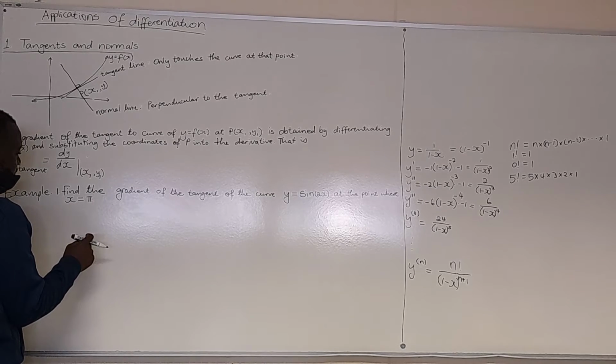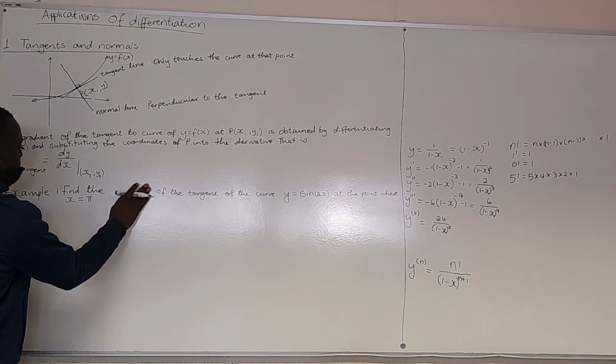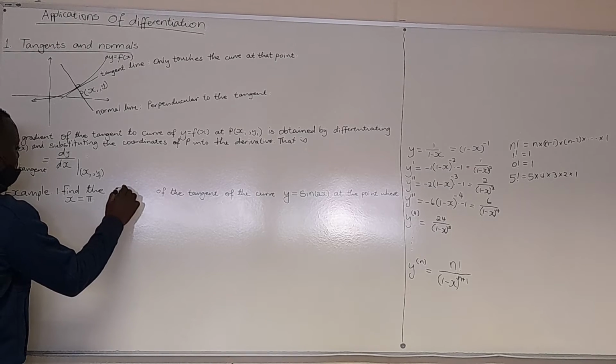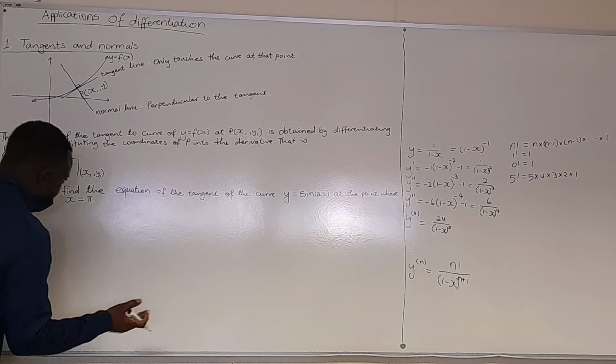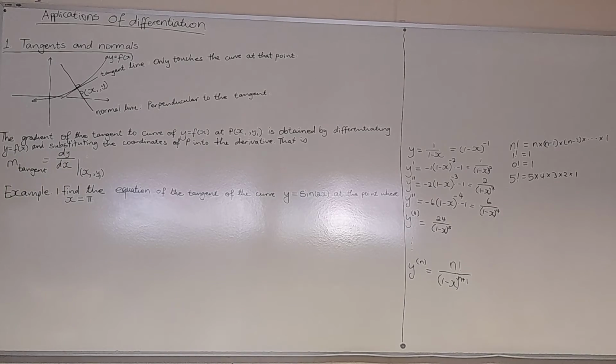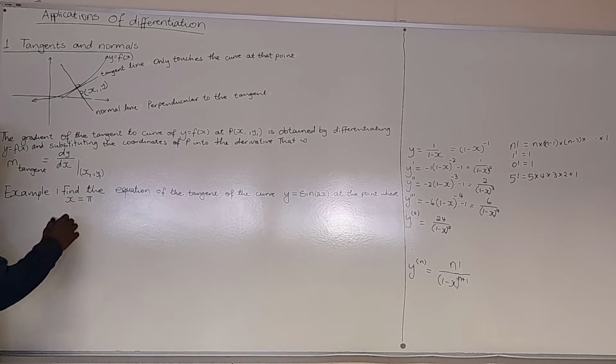Maybe let me just say find the equation. Let me erase gradient. Equation would be much better, because for the equation you have to go through the gradient as well. Okay? So work out this one. First we need the gradient, isn't it? Gradient, so we must differentiate. Give me the derivative of that.